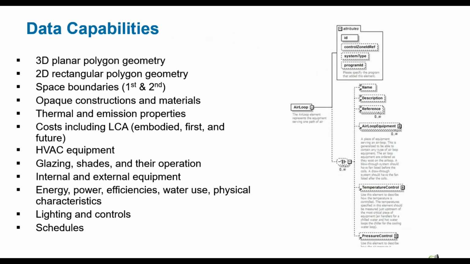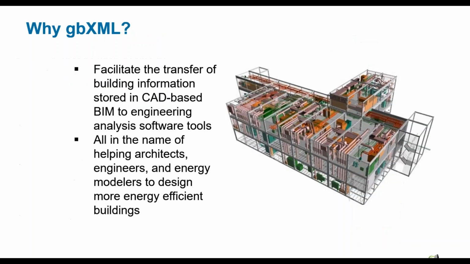So what types of data can be stored in gbXML? Well, this is just a small list. In fact, there are over 500 elements, enumerations, and attributes in gbXML that can describe all aspects of the building. And here we have a couple of them, including 3D planar geometry, 2D rectangular geometry, space boundaries, thermal properties, life cycle cost analysis, HVAC equipment, glazing, energy power, efficiencies, water use, lighting controls, and schedules. And this is just a subset of some of the information that can be stored in the gbXML file.